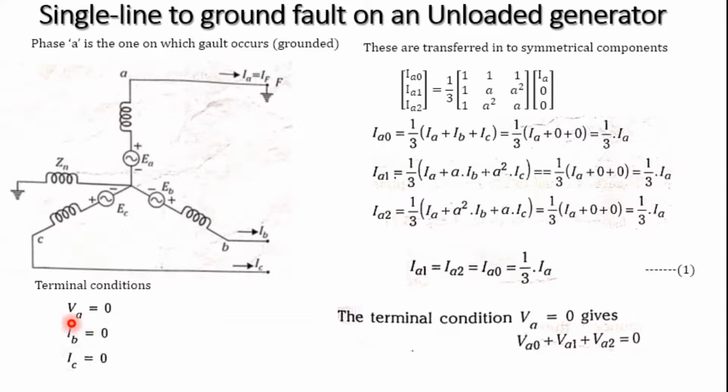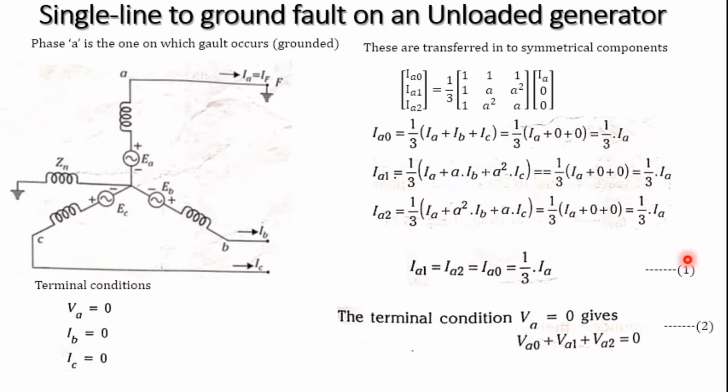So from equation 1 we can understand that there is a presence of zero, positive and negative sequence values of the current. We know the terminal condition VA is equal to 0. We are transforming the phase voltage in terms of the symmetrical components, so that is VA0 plus VA1 plus VA2 is equal to 0. Call this equation 2.